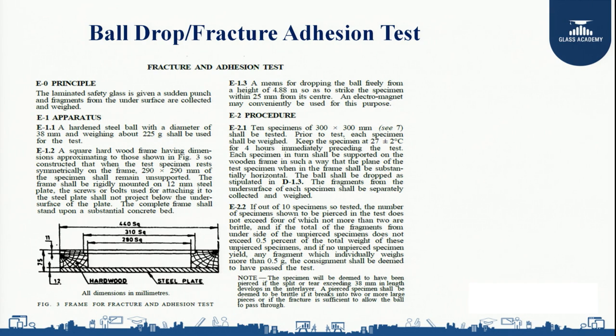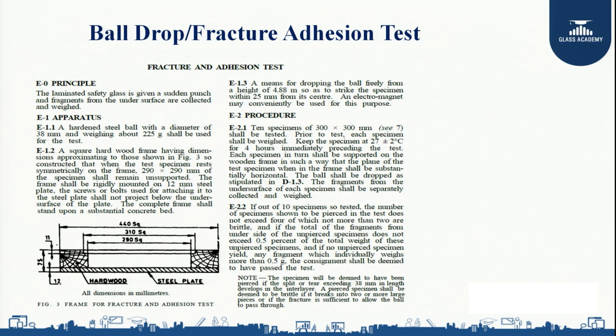and we need a setup of a square hardwood frame having dimensions approximately as you can see in the figure. The procedure is that we drop a ball freely from a height of 4.88 meters so that it strikes the specimen within 25 mm from its center. In order to perform the ball drop test, we need 10 test specimens of 300 by 300 mm. Prior to the test, each test specimen shall be weighed. Keep the specimens at 27 degrees centigrade for 4 hours immediately preceding the test. Each test specimen shall be supported on a wooden frame as you can see in the figure.